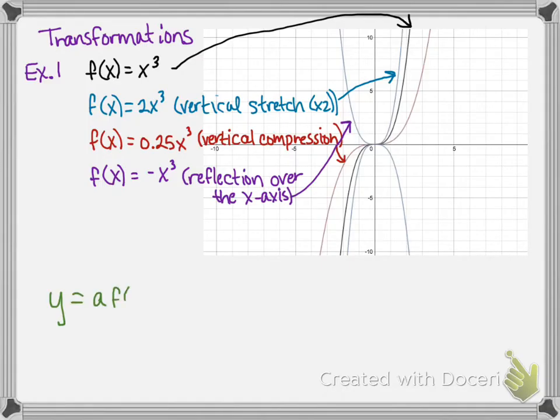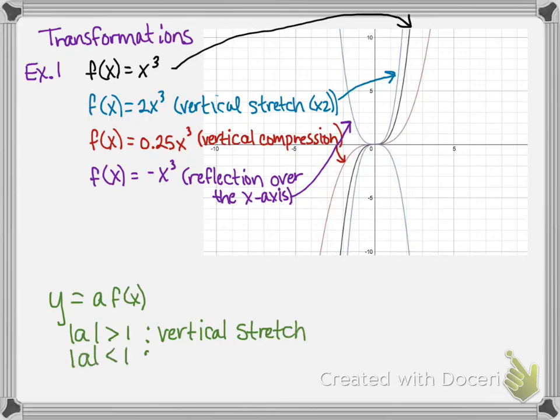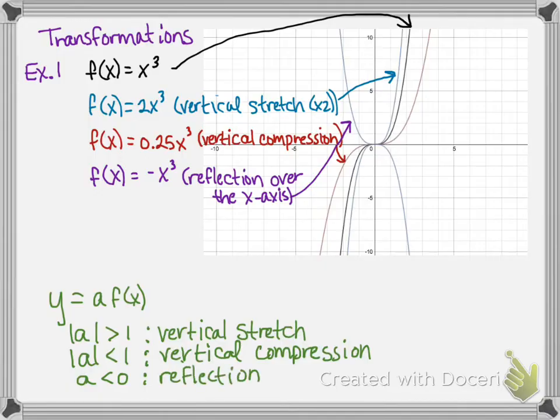In general, if we have an equation of the form y equals a times f of x, when the absolute value of a is greater than 1, we have a vertical stretch. When the absolute value of a is less than 1, we have a vertical compression. When a is less than 0, or negative, we have a reflection over the x-axis.